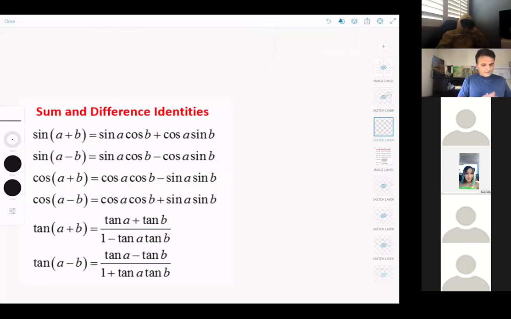I'm gonna ask you guys, what is tangent of 75 degrees? And the question is find the exact.